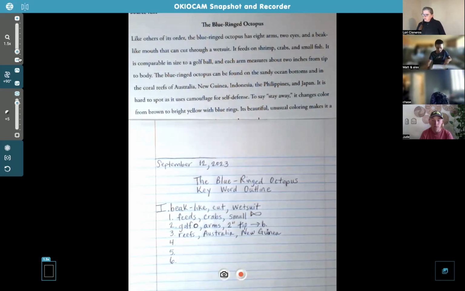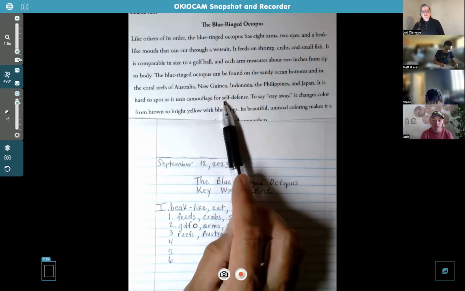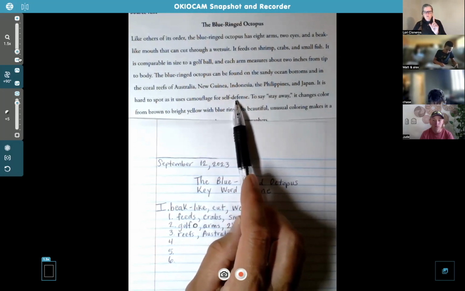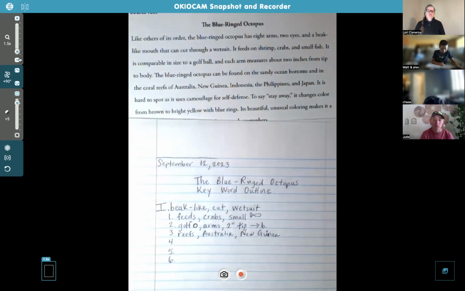The keywords, camouflage, yes. Self-defense, yes, those are good words. Camouflage, well, actually self-defense is a hyphenated word, so we can count that as 1. So technically you can put 1 more word there. How can we describe hard to spot?